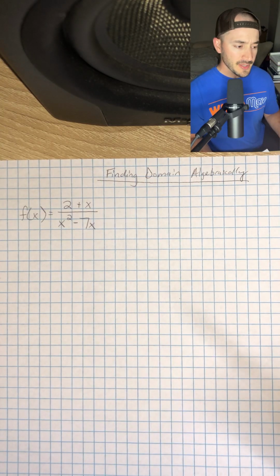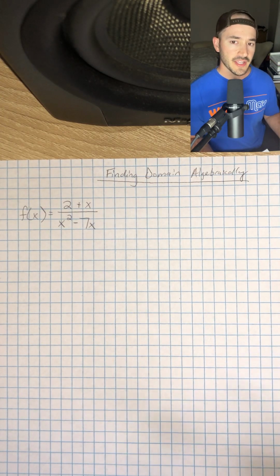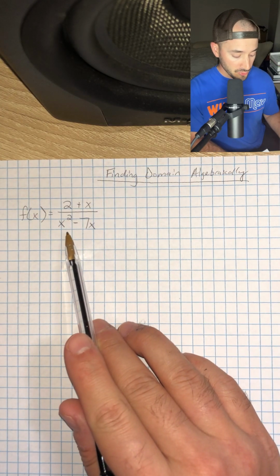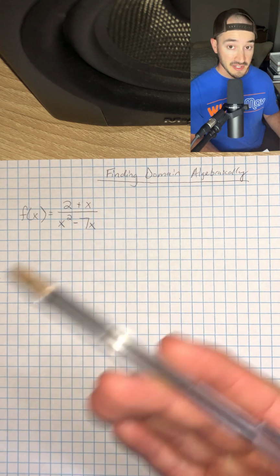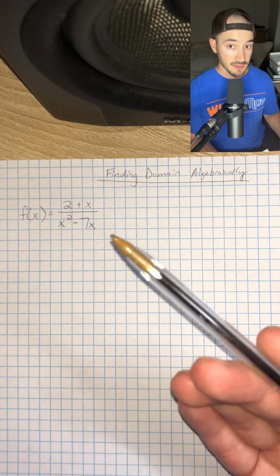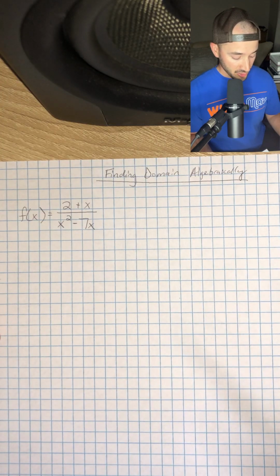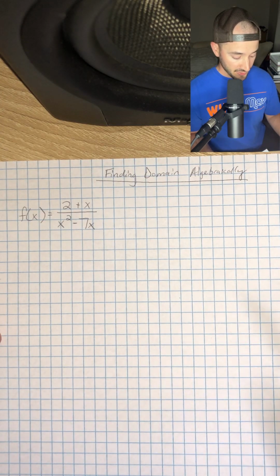And so we need to think about what special situations we have. For this function, we know that our denominator, because it's a fraction, cannot be equal to 0. Otherwise, it's going to be undefined. That's the only thing that I noticed that we absolutely cannot have happen.